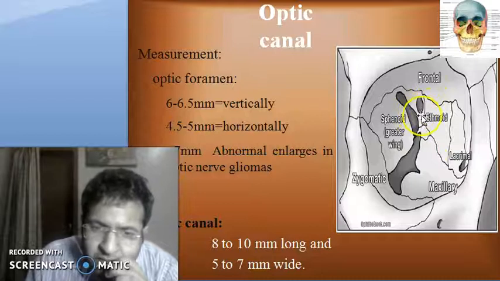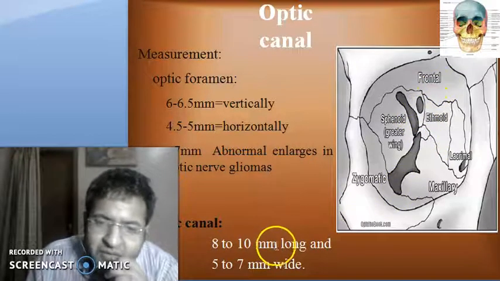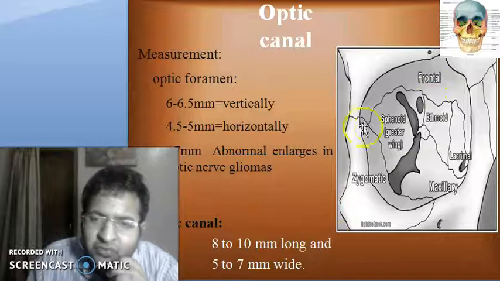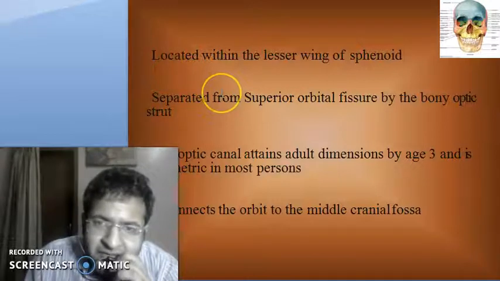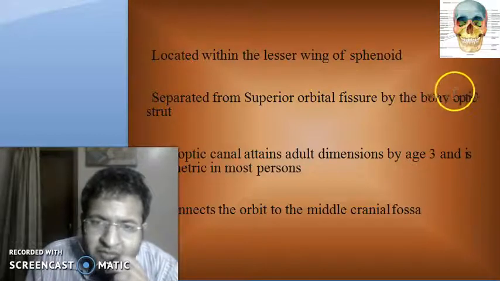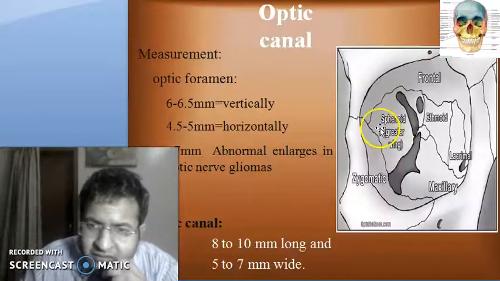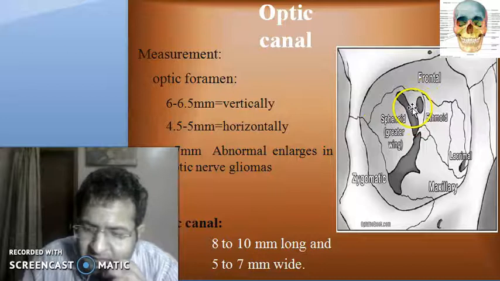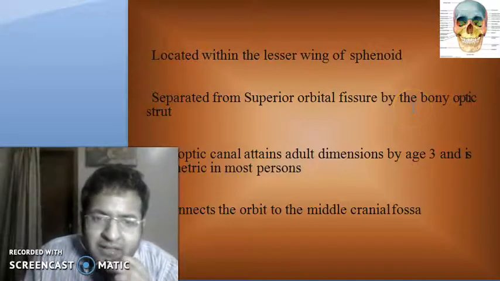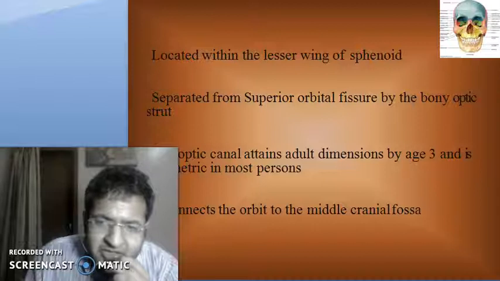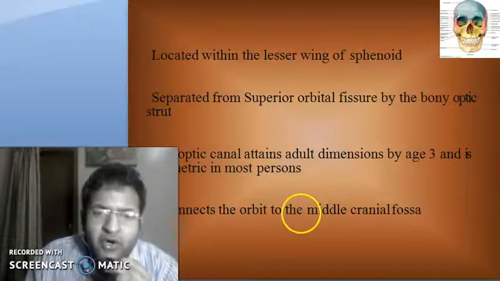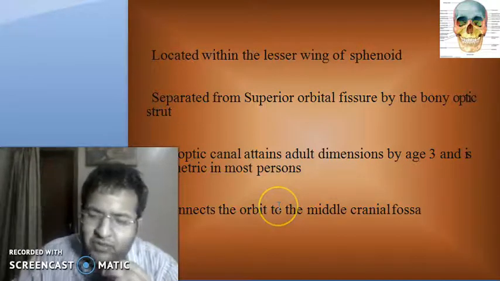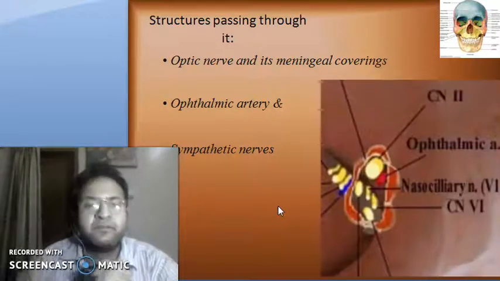The optic foramen opens into the optic canal, which is 8 to 10 mm long and 5 to 7 mm wide. The optic canal is located within the lesser wing of the sphenoid. It is separated from the superior orbital fissure by the bony optic strut. The optic canal attains adult dimensions by the age of 3 and is symmetric in most patients. The optic canal connects the orbit to the middle cranial fossa.